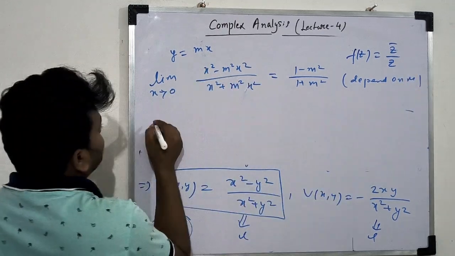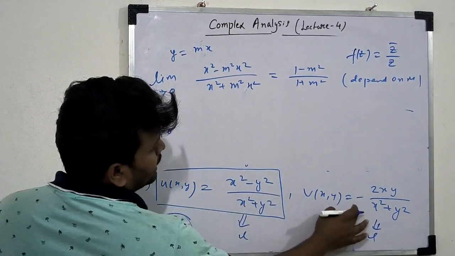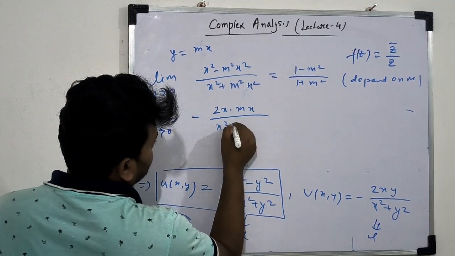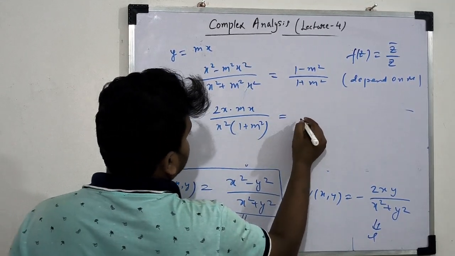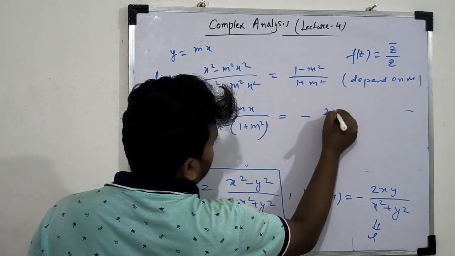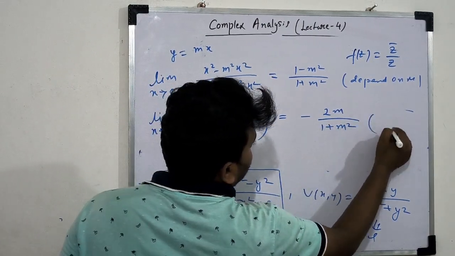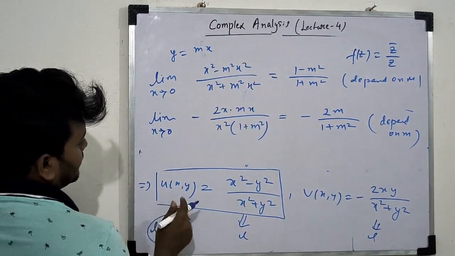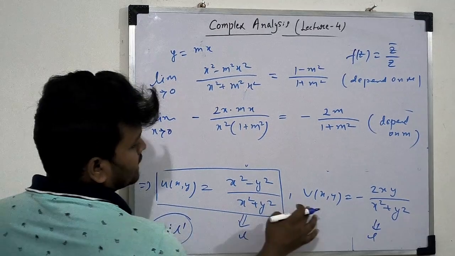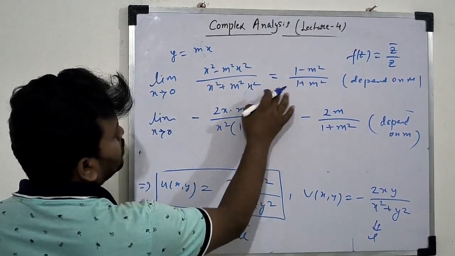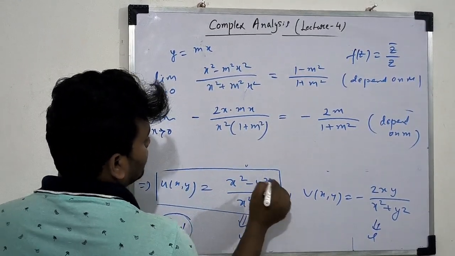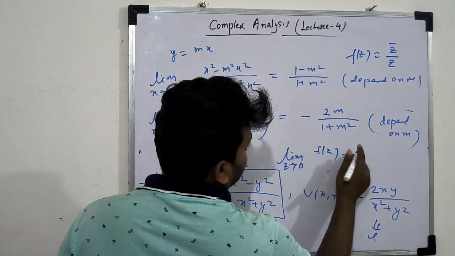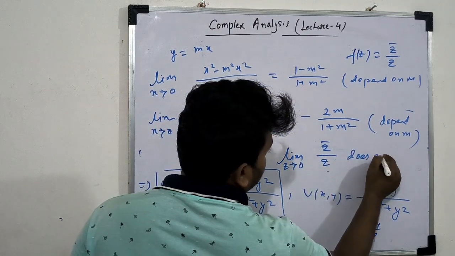This depends on m. Similarly, for v, x tends to 0 and this goes to minus 2x into mx divided by x square common, 1 plus m square. So this goes to minus 2m divided by 1 plus m square. This also depends on m. So as (x,y) tends to (0,0), the limits of u and v do not exist, as both depend on m. This implies that limit z tends to 0 of f(z), that is z bar divided by z, does not exist.